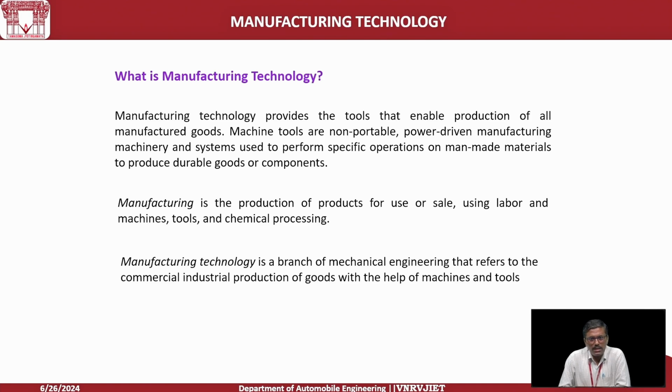And there is another definition: manufacturing is the production of components for use or sale using labor and machine tools. And one more definition: it is a branch of mechanical engineering that refers to the commercial industrial production of goods with the help of machines and tools. So these are the different definitions of manufacturing process or manufacturing technology.